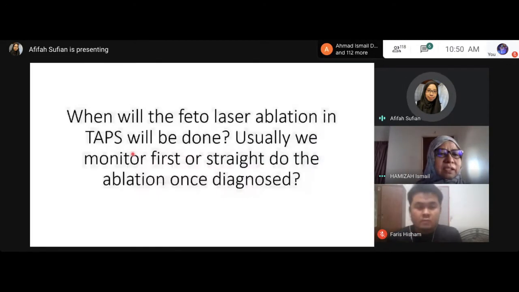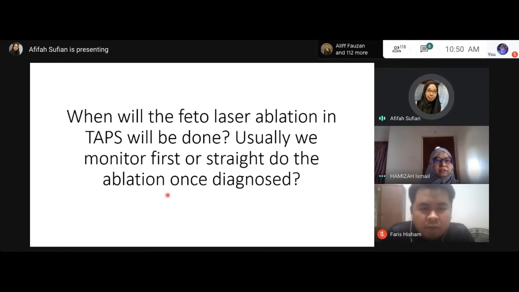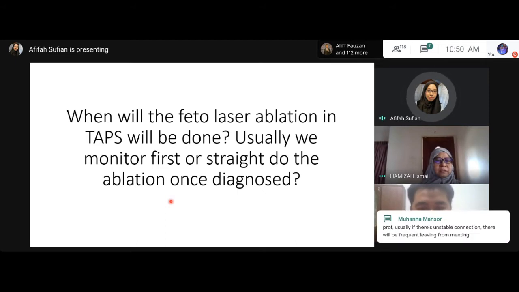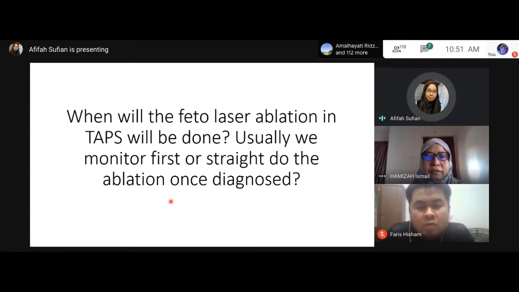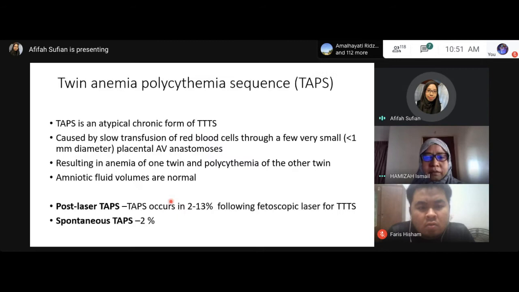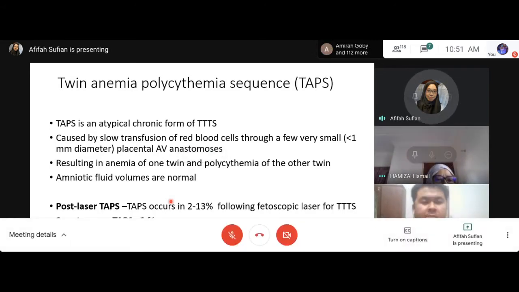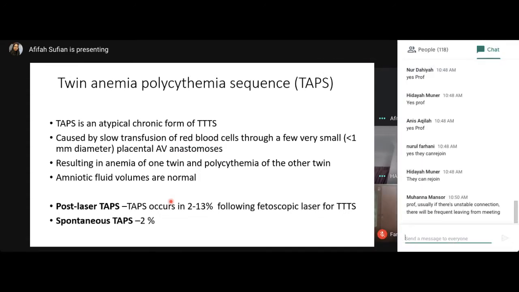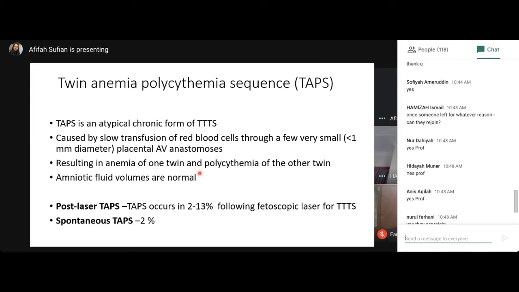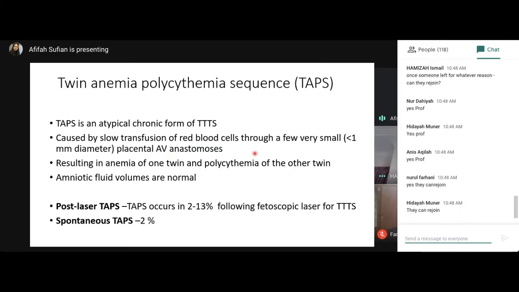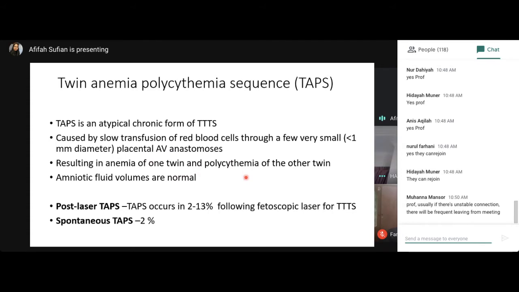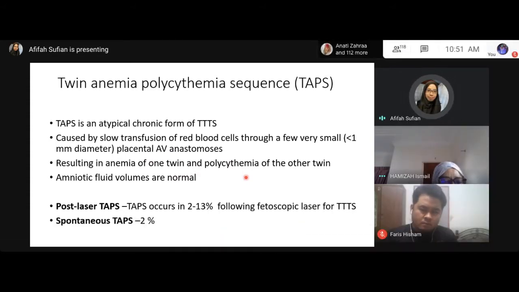So next is the other question, which is more of a management part. I think maybe Prof will give a better answer. Based on this question, when will fetal laser ablation in TAPS be done? Usually we monitor first or straight do the ablation once diagnosed. As mentioned by Prof before, twin anemia polycythemia sequence, TAPS, is actually a chronic form of TTTS, whereby there is anemia in one twin but polycythemia in the other twin, but the amniotic fluid volumes are normal. There is no oligohydramnios or polyhydramnios seen in TAPS.